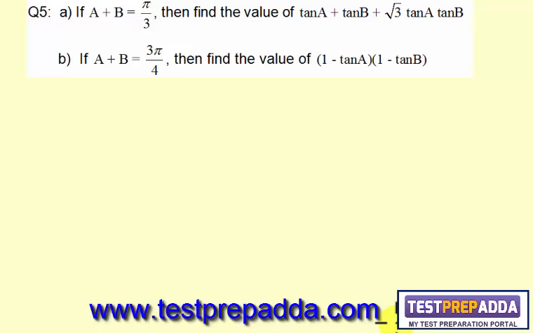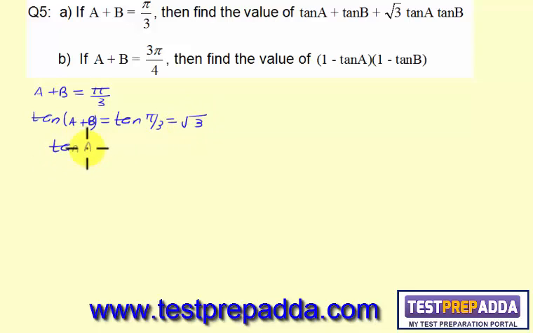Okay. Now I'll take another question here. The next question is, the first part of the question is, if A plus B is equal to pi by 3, pi by 3 means 60 degrees, then find the value of tan A plus tan B plus root 3 tan A tan B. So again A plus B is given, and the question is regarding tan, so I'll take tan on both sides. A plus B is equal to pi by 3. If I take tan, it will become tan A plus B is equal to tan pi by 3, and tan pi by 3 is root 3.